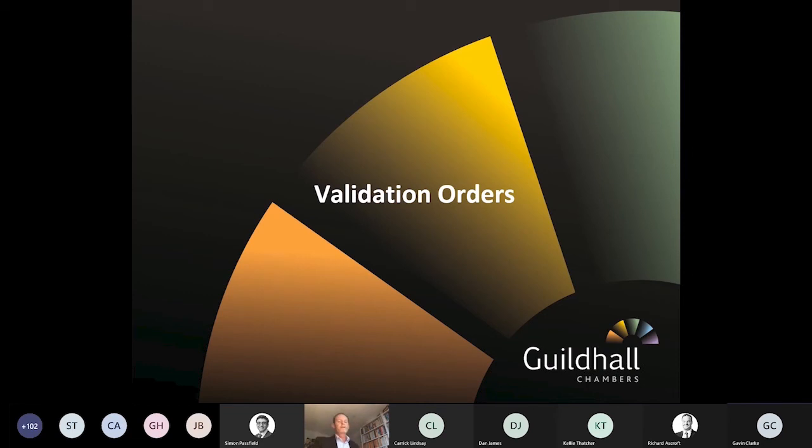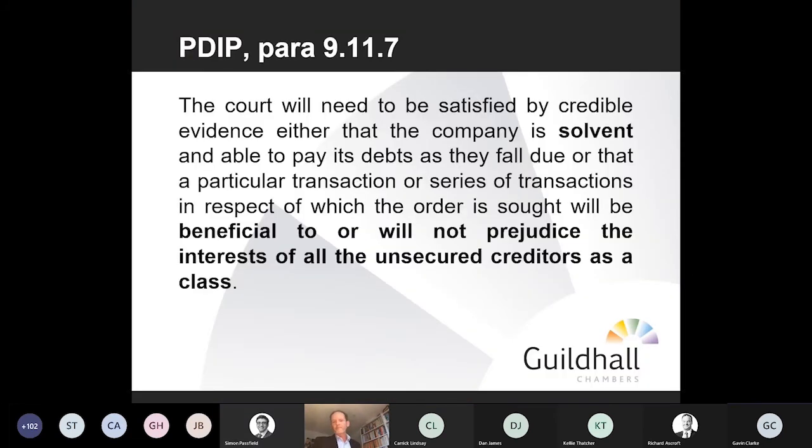So the starting point for any kind of application for a validation order is found in the Insolvency Proceedings Practice Direction. We've set out on the slide there subparagraph 9.11.7, but more generally, paragraph 9.11 relates to applications generally. So the starting point is who can make an application. The case of Re Argentum Reductions made it clear that any interested party can apply for validation.